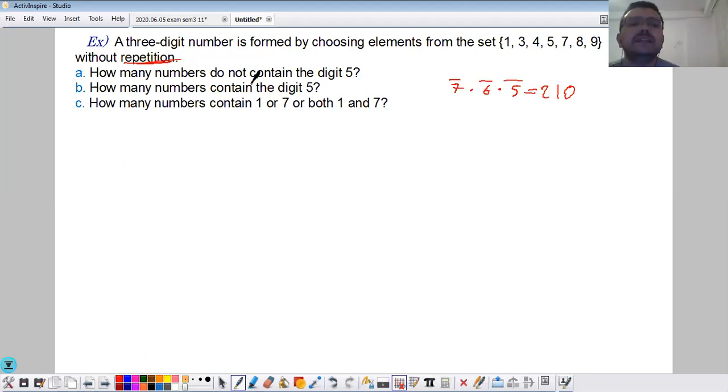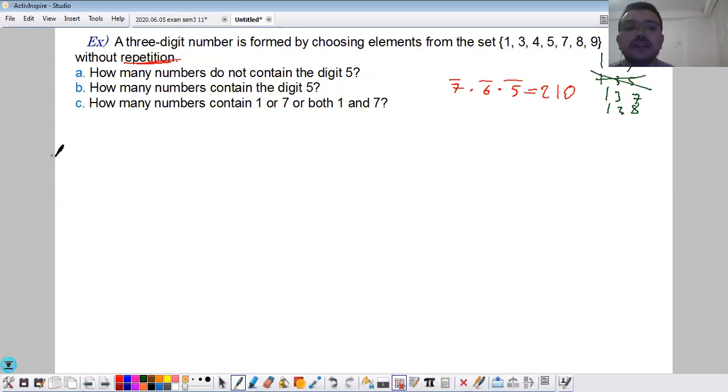So how many numbers do not contain the digit 5? In here, in 210, that means we have the options 134, 135, 137, 138, 13 something, 13 something. So 210 numbers that I can create like this. From these 210 numbers, how many of them do not have the number 5 in it?